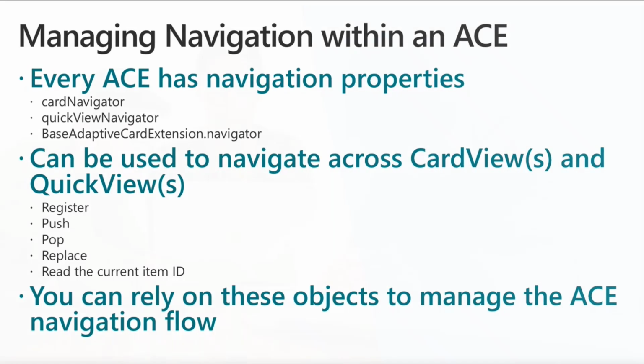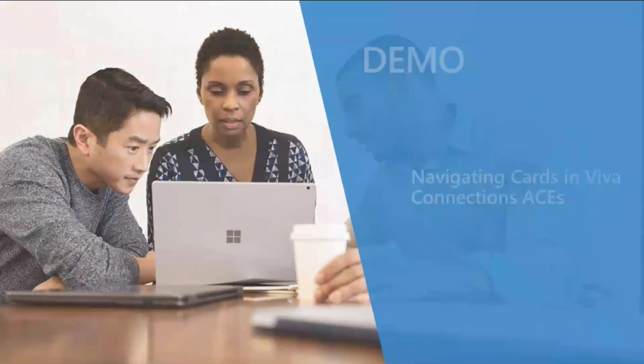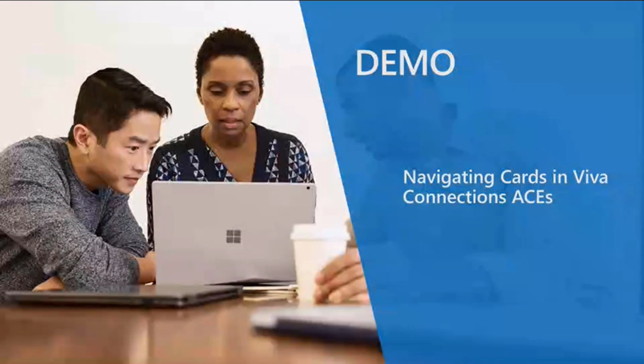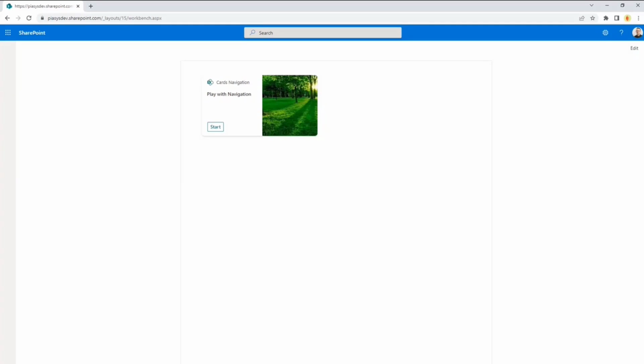So let me quickly move to the demo and let me show you a sample adaptive card that I've built just for the sake of explaining to you how to navigate across cards. So it is not a real solution, but it is just a solution for the sake of explaining how the navigation works. This is a card based on the basic image template. This is a card view, and just to give you an idea of how it works, there is a button.